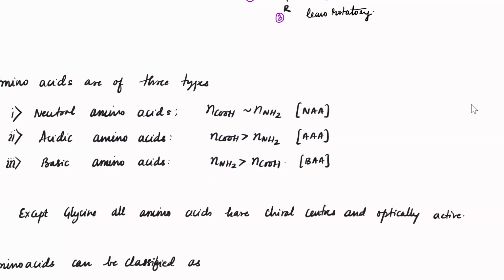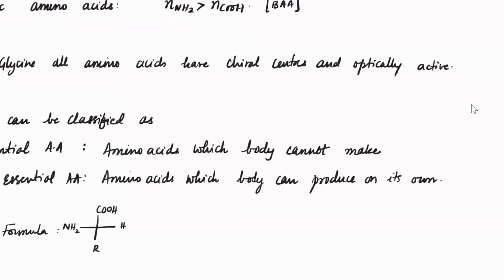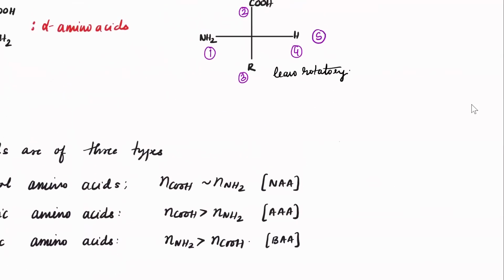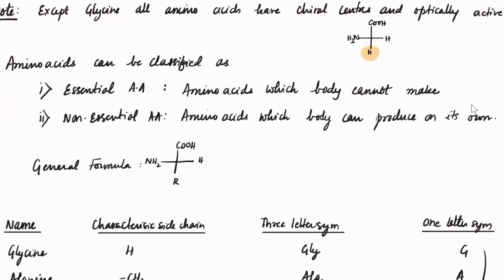Keep that in mind. Next, except for glycine, all the amino acids are chiral in nature. What is a glycine molecule? Glycine is like this, where you have COOH here, NH2 here, H here, and H here. Normally this is supposed to be an R group. If that R group is H only, then this is called glycine. In that case, this does not remain a chiral center anymore. So that is the glycine part.